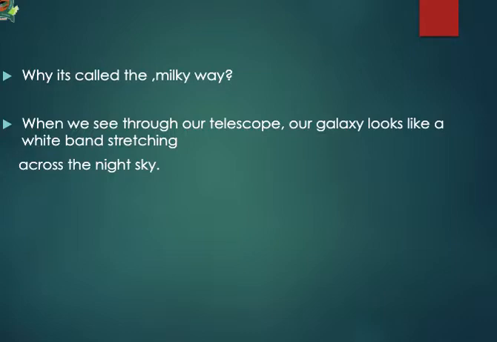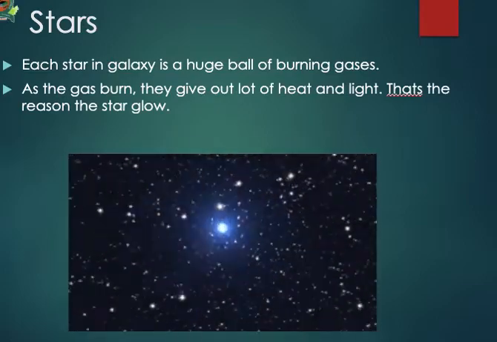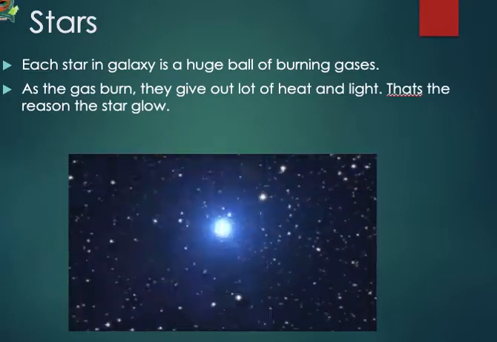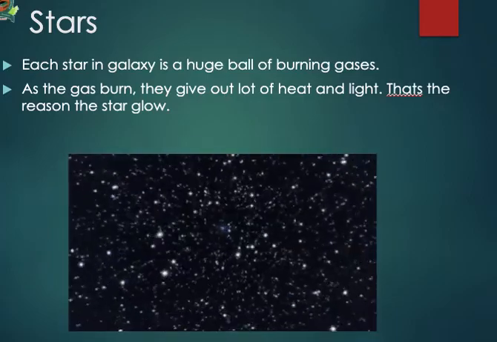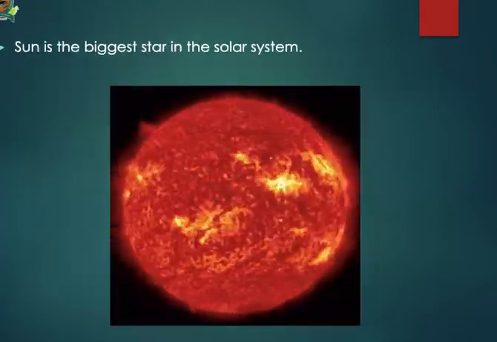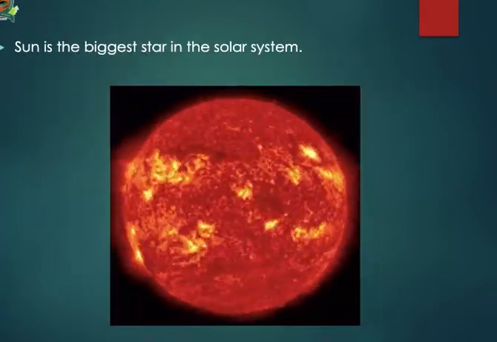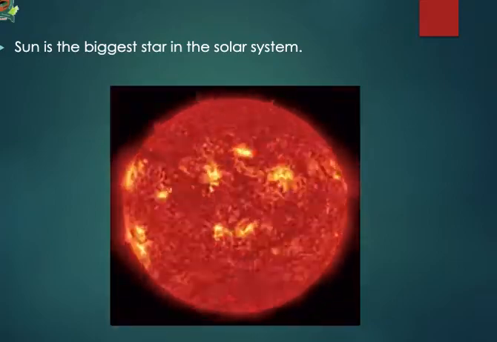Why is it called the Milky Way? When we see it through our telescope, our galaxy looks like a white band stretching across the night sky. Stars. Each star in the galaxy is a huge ball of burning gases. As the gases burn, they give out a lot of heat and light. That's the reason the stars glow. The Sun is the biggest star in our solar system, as we saw.